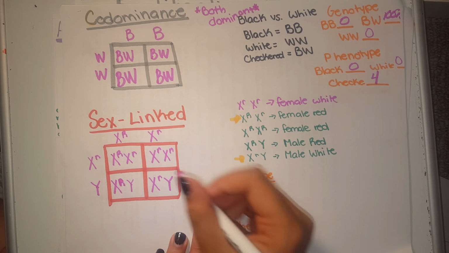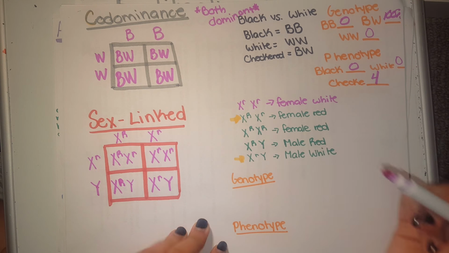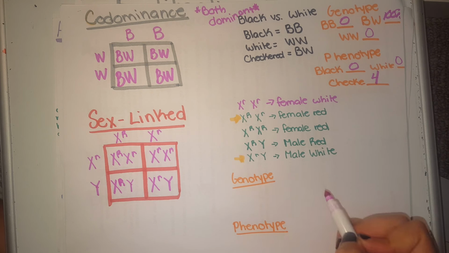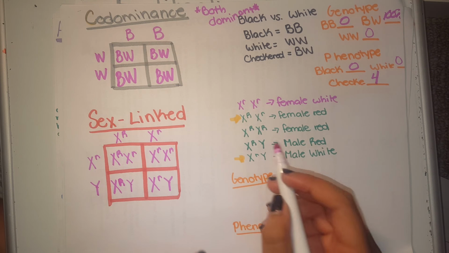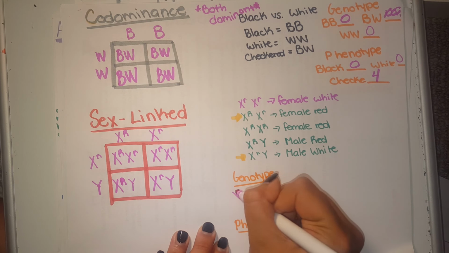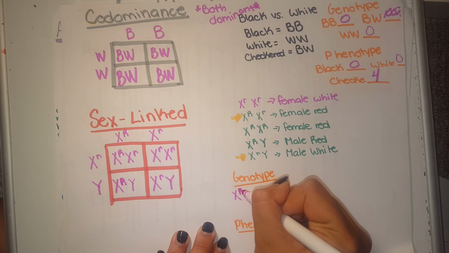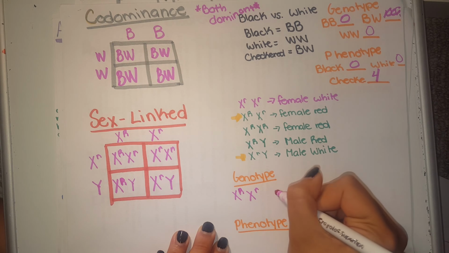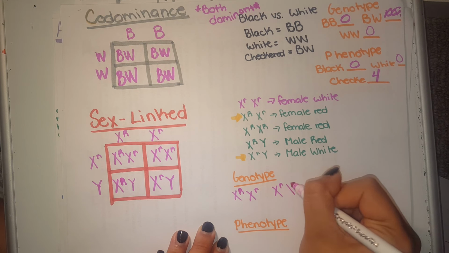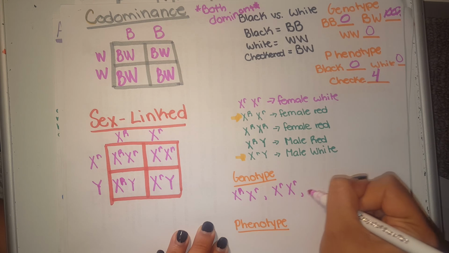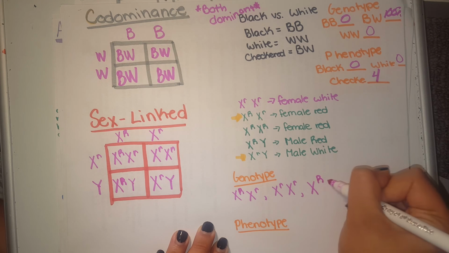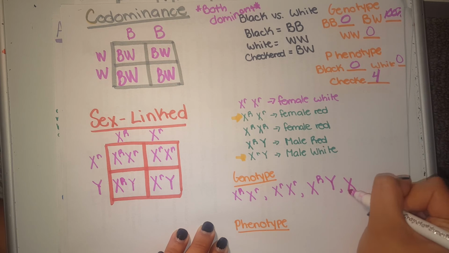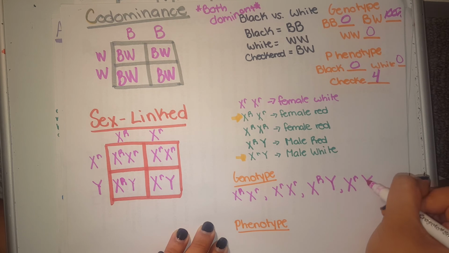For our genotypes, we're going to write out each one of these. But to save us some time, I'm just going to write down what we have. We have an XR, then XR, then XR capital, then Y, then X lowercase r, Y.